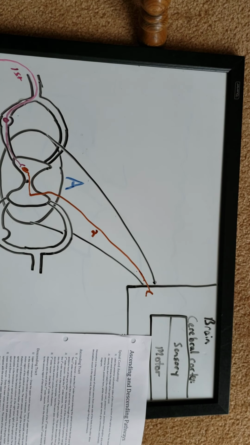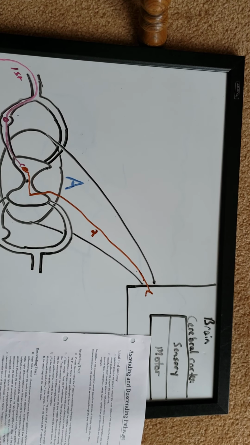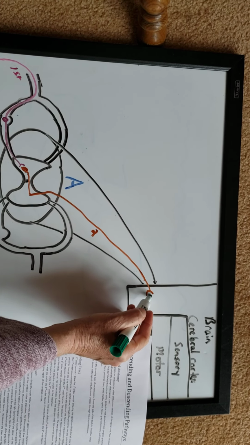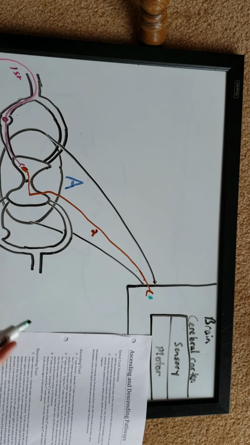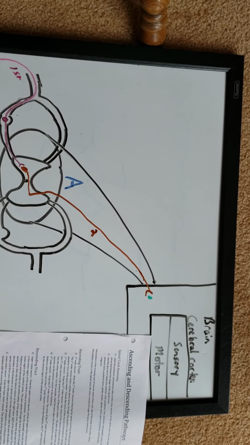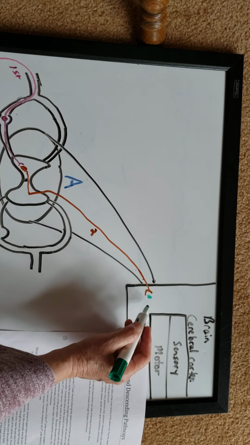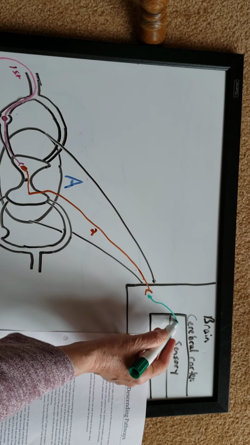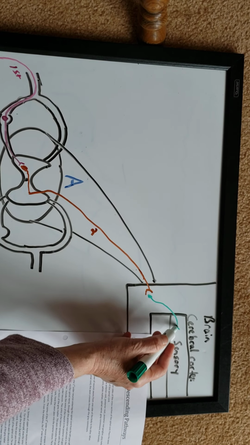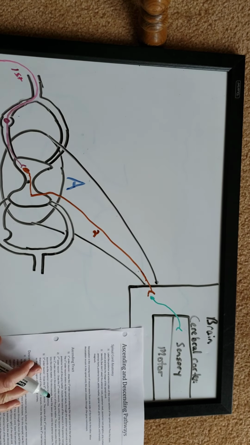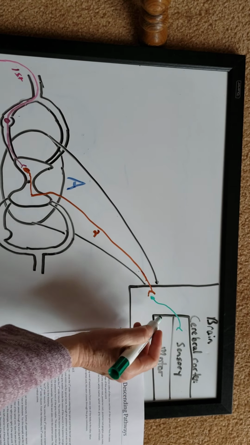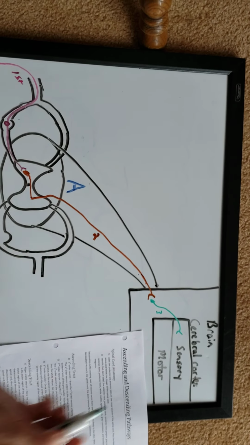The third order neuron synapses in the thalamus. So we'll draw the soma of the third order neuron right there in the thalamus. And then it passes to the sensory region of the cerebral cortex, which we've drawn very simply right here. When we get to the brain, we will cover that in more detail. So there's our third order neuron.